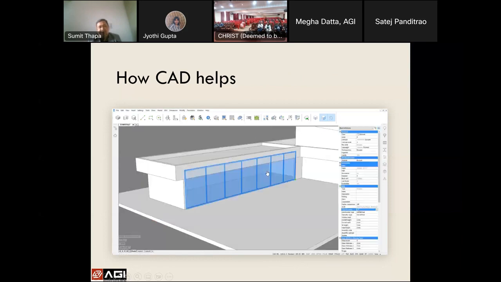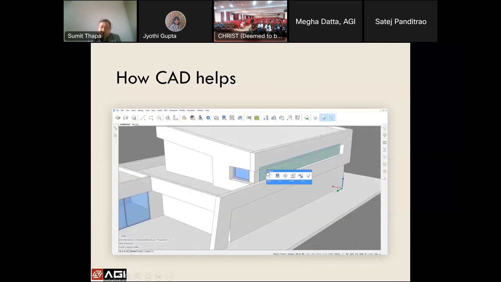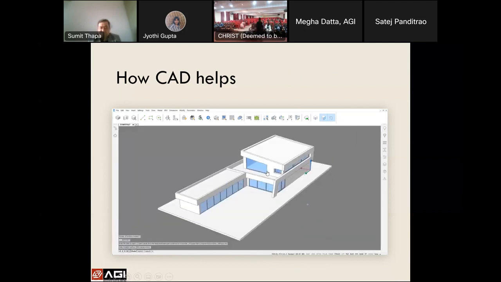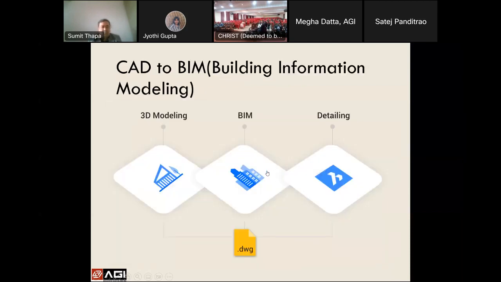So this information is designed in CAD, but it can then be extended and created as a BIM model, which will give you further information. So why do you need to move from CAD to BIM? Basically, it will give you more information. It will give you detailed information about each and every building. The same design files can be used for 3D modeling. It can be used for BIM information and detailing as well, in case you want a 3D model or 3D city designed from the CAD information only. So that's why we need to move from CAD to BIM.